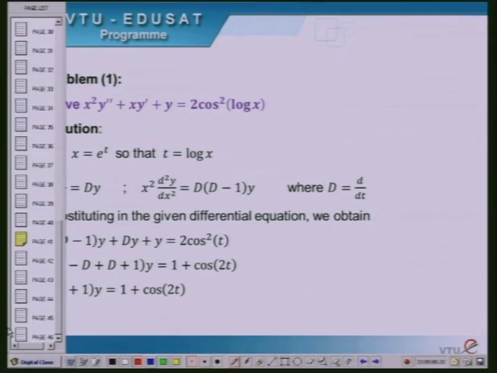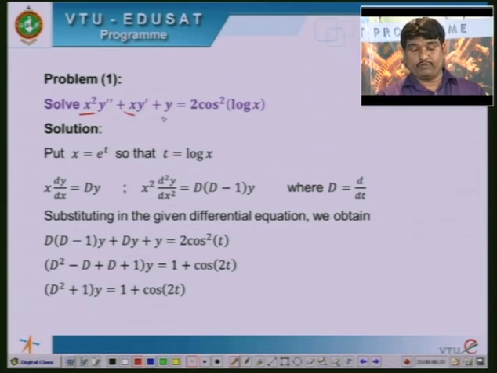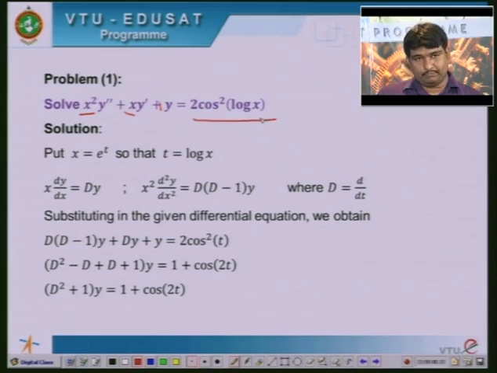You can see here, coefficient of y double dash is x square, coefficient of y dash is x, coefficient of y is constant, that is important, equals 2 cos square log x. So, it satisfies all conditions of Cauchy's differential equation. Yes, it is in the standard form. It is Cauchy's differential equation.